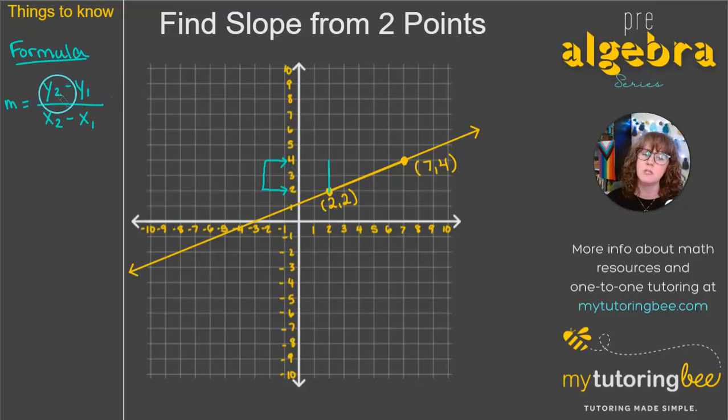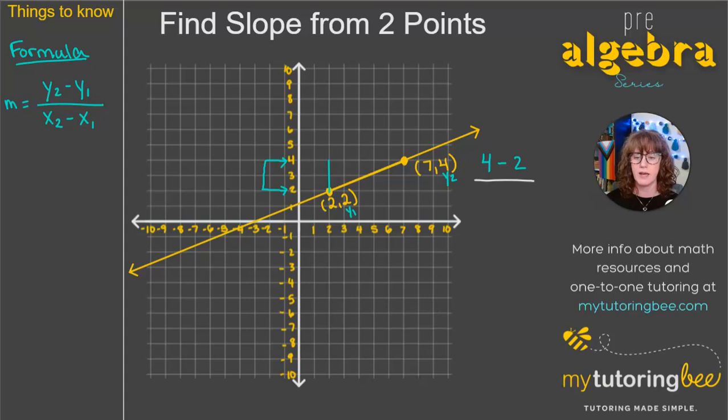A lot of times the 2 and the 1 can be a little bit confusing. All that means is that we are taking the y coordinate from the first point and the y coordinate from the second point and subtracting them. So let's go ahead and do that. We're going to take 4, which is our y coordinate from the second point, and we're going to subtract the 2, which is the y coordinate from the first point. Okay, and that is going to be over.